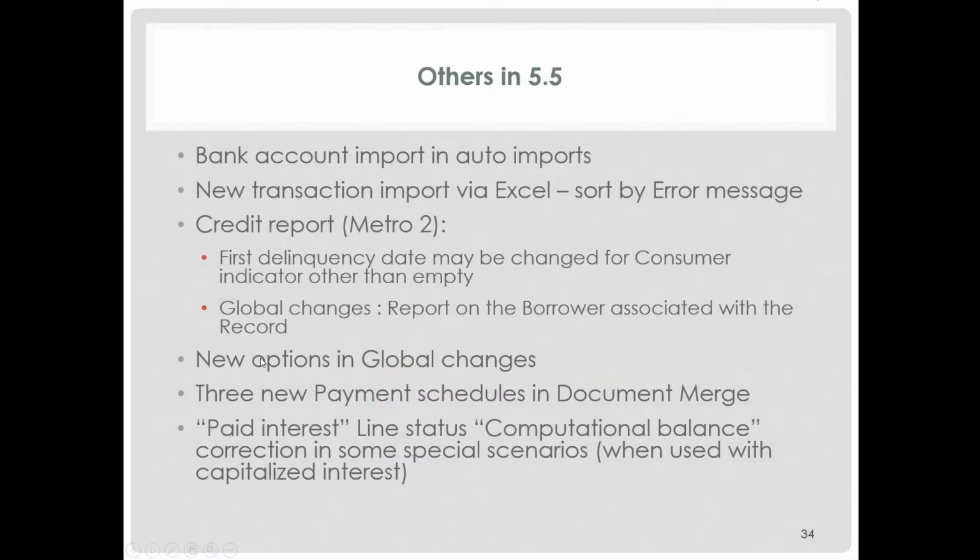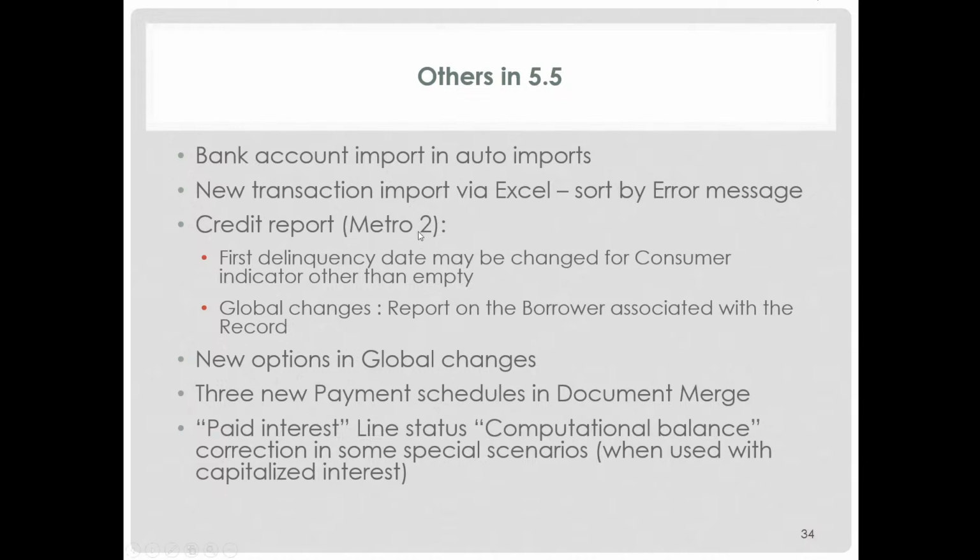So we're getting there. Now, other new elements in 5.5 where we don't have slides. You can now import bank account information through auto imports via JSON or Excel sheets. When you import transactions, you go to Tools, Post Payments, and Bulk Payment Import via Excel. So you're importing new payments. If you're importing 1,000 new payments, it was always difficult finding the error messages. So now you can sort by error messages. They appear in red, so they're much easier to find.